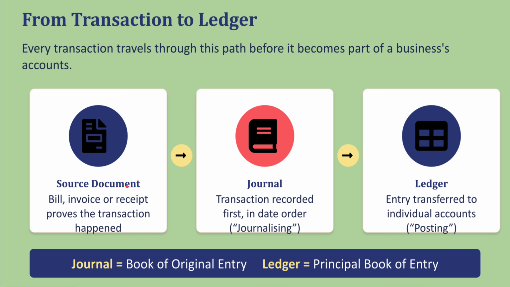We require a source document, which can be a bill, invoice, or a receipt, that is the actual proof of the transaction that has happened. So based on that, we will journalize, and from the journal we'll be posting it to the respective ledger accounts, and that process is called posting, and recording it in the journal is called journalizing. So the journal is also called the book of original entry, okay, and the ledger is also called the principal book of entry.